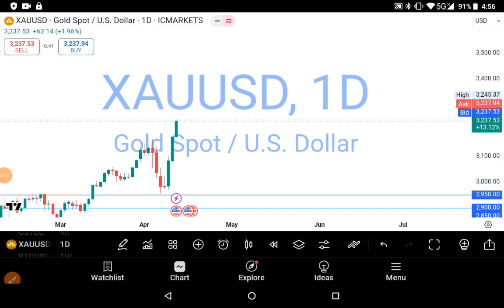That will take us into 3,400. If the market price stays above 3,100, then we should see 3,400 very soon.